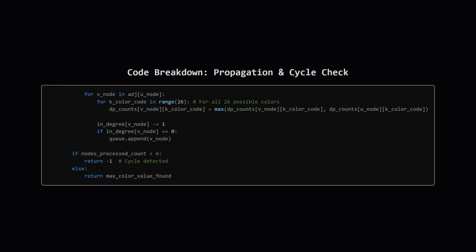Finally, after the loop finishes, we check if the processed nodes count is less than the total number of nodes. If it is, a cycle was present, and we return -1. Otherwise, we return the max color value found.